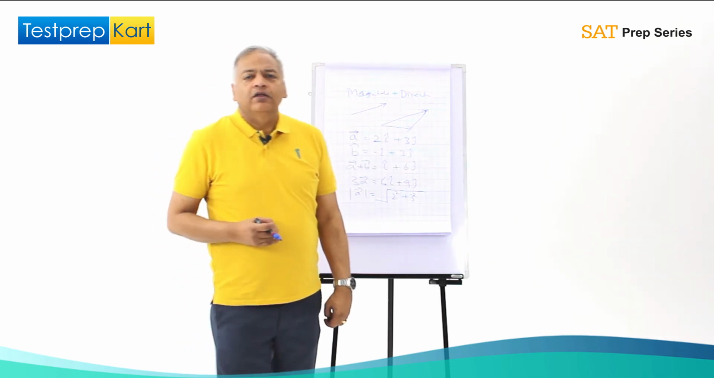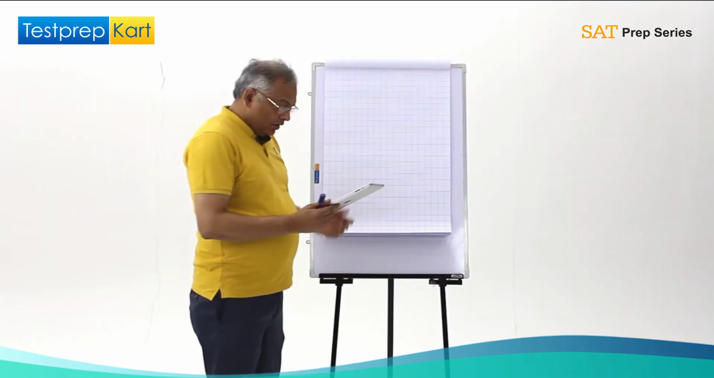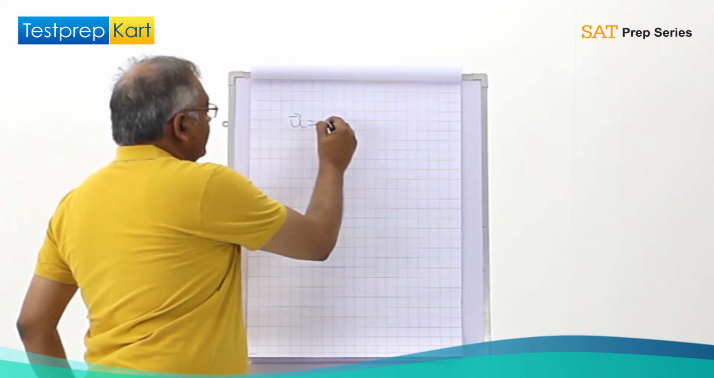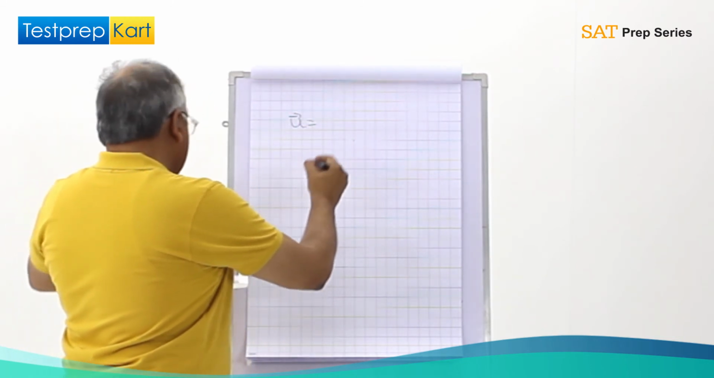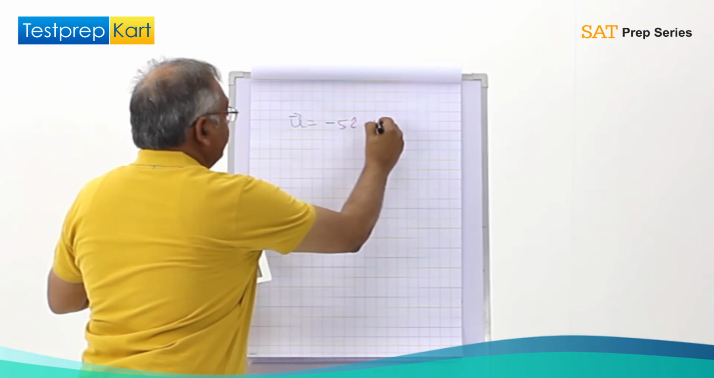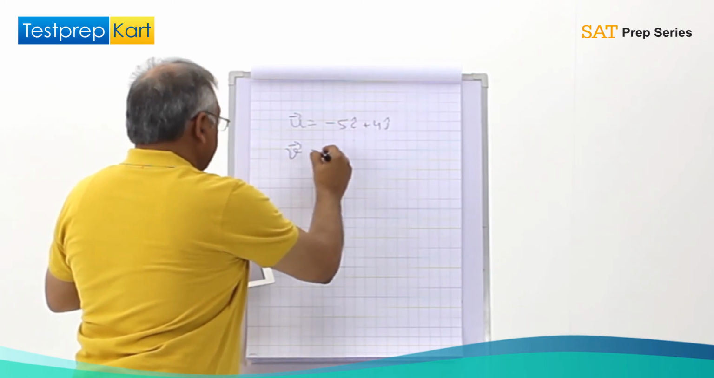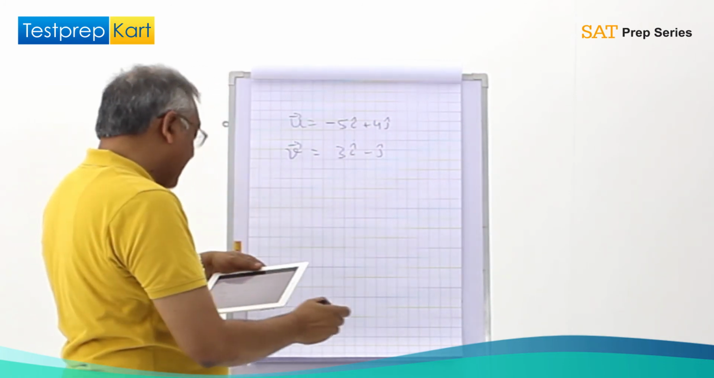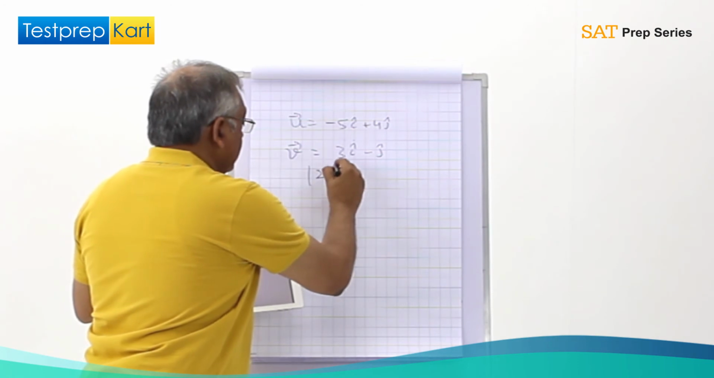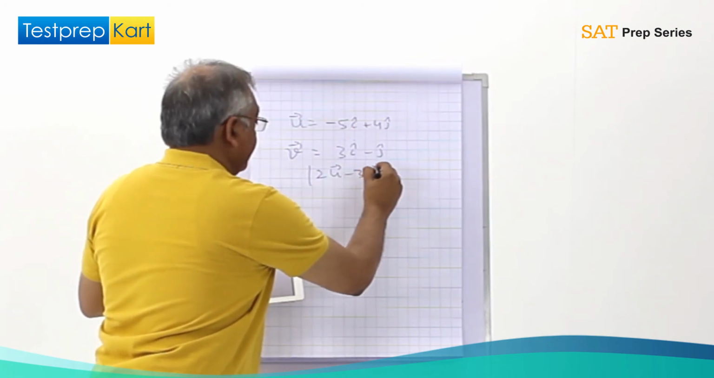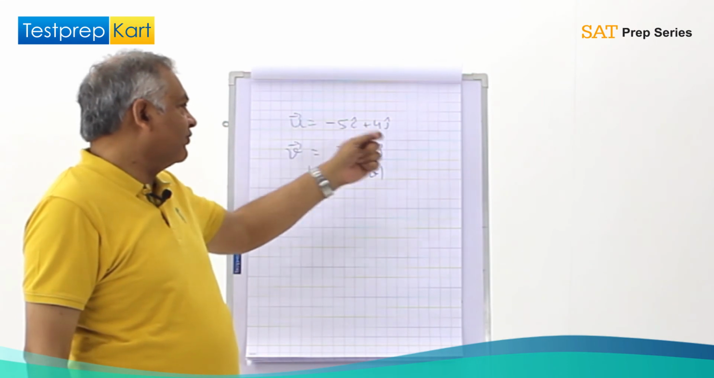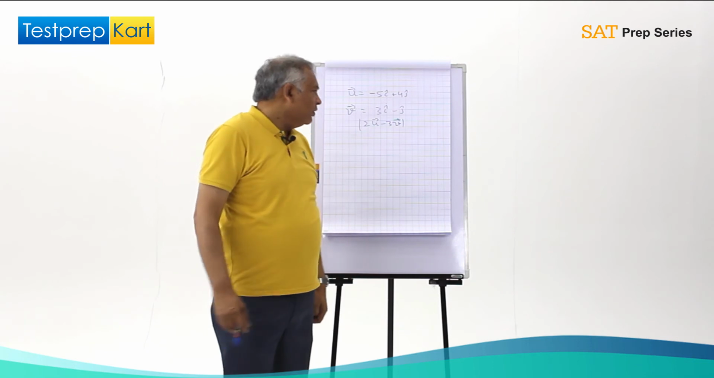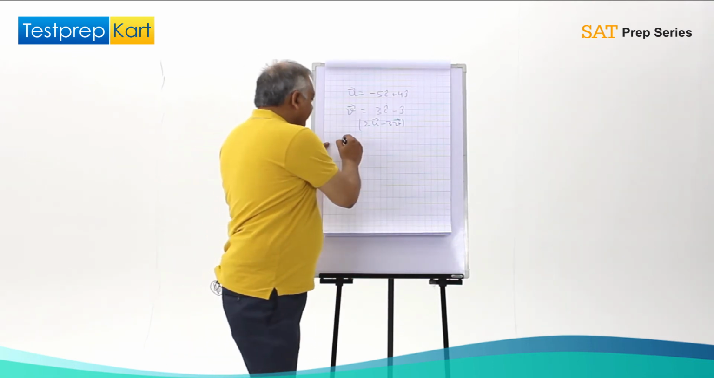Now, let's take one important question to explain this. Given the vectors u, which is equal to minus 5i plus 4j, and v, which is equal to 3i minus j, what is the magnitude of 2u minus 3v? So, what is the magnitude? If u is minus 5i plus 4j, v is 3i minus j, then what will be the magnitude of 2u minus 3v? Now, let's see what is 2u.